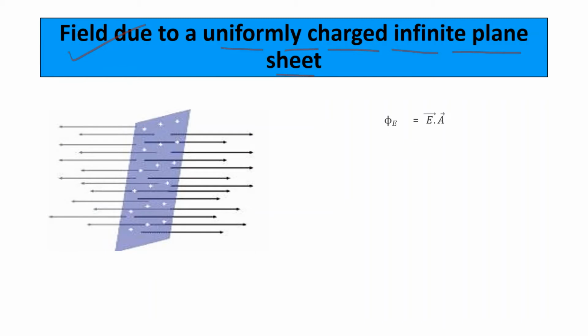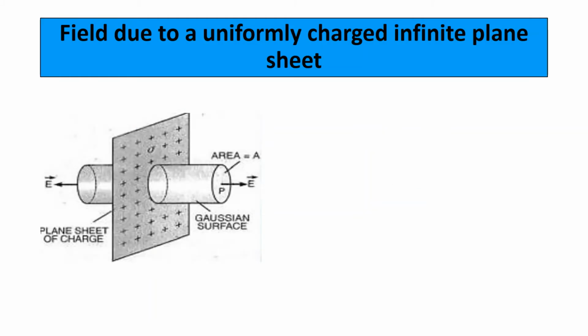We know the electric flux phi E is equal to E dot A, or electric flux phi E is equal to EA cos theta. To find out this electric flux, we need the Gaussian surface as before. In this case also, we will consider a cylindrical surface as the Gaussian surface. We know that the electric field will always be normal to this surface. The normal to the surface means the electric field will be in this direction.